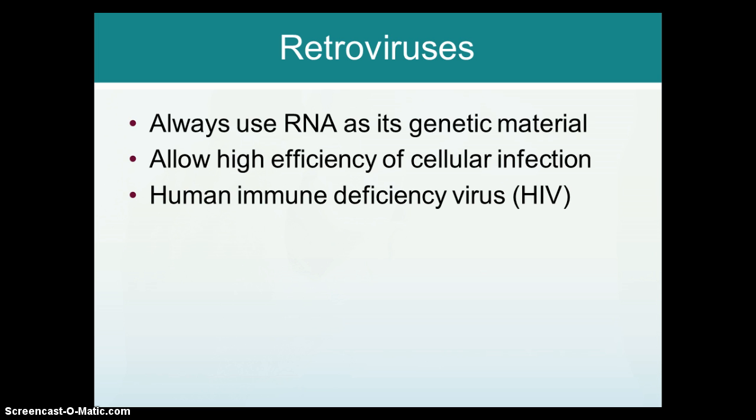And as you can recall from the last video, retroviruses always use RNA as their genetic material, allowing high efficiency of cellular infection. So it takes a small amount of the virus to infect a cell or cells. And human immunodeficiency virus, HIV, is an example of a retrovirus.